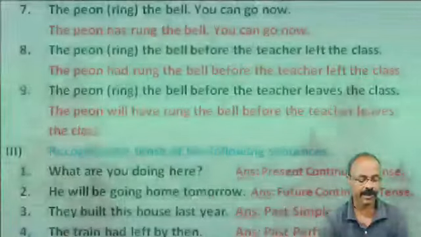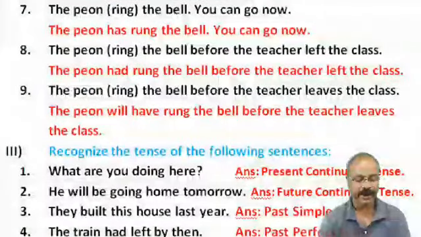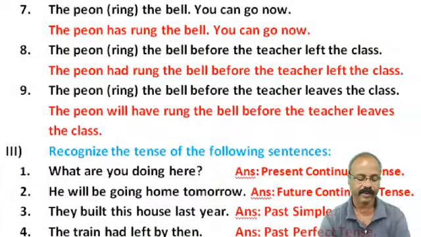Number seven, the peon ring the bell, you can go now. Answer, the peon has rung the bell. You can go now.